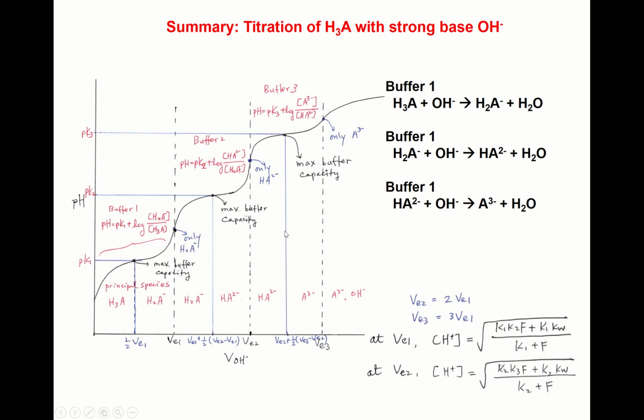Now you enter the third region, passing the second equivalence point up to the third equivalence point. The reaction is given here: HA2 minus plus hydroxide ion produces A3 minus and water. Since these two species are both present in this region, that is also a buffer. That's buffer 3, and pH is calculated by this equation: pH equals pK3 plus log of the ratio of these two species. And exactly halfway between the second and third equivalence points, the concentrations of these two species are the same, and the pH here is exactly the same as pK3.